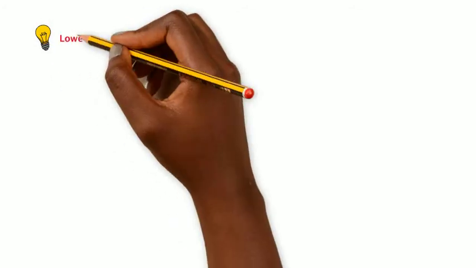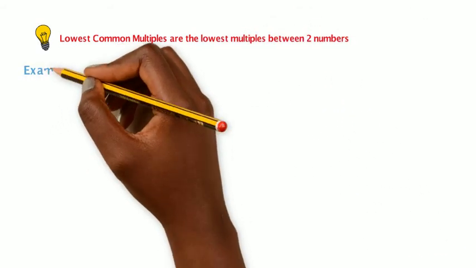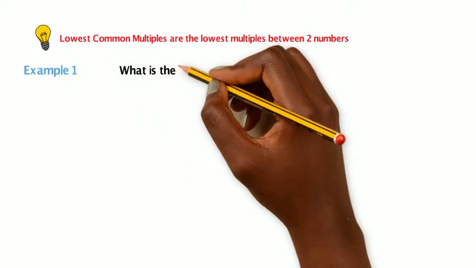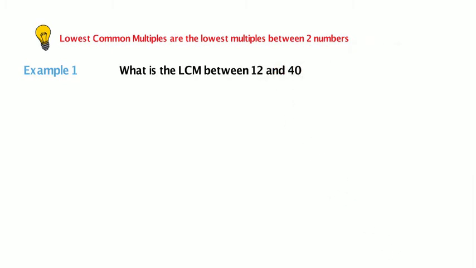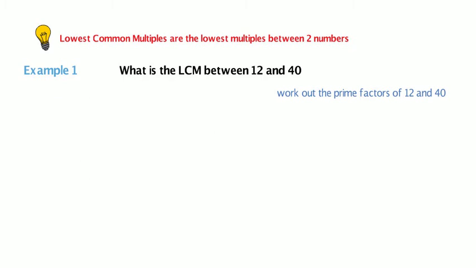So when it comes to lowest common multiples, they are literally the lowest multiples between two numbers. So example 1, if a question says, what is the lowest common multiple between 12 and 40, the first thing you would do is work out your prime factors of 12 and 40. And we're going to use our prime factor trees to do so.